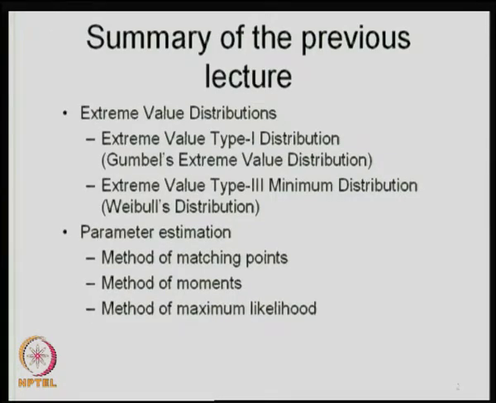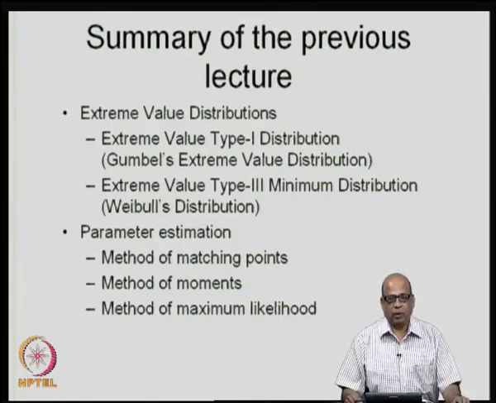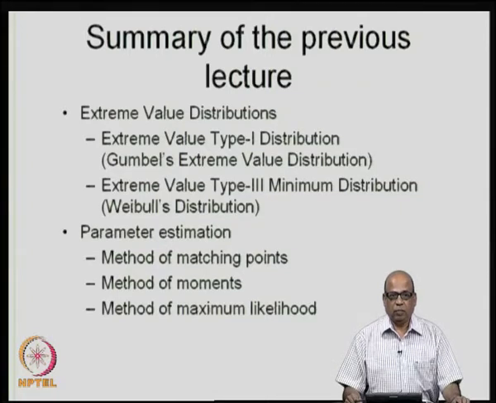If you recall, in the last lecture we discussed the extreme value distributions, specifically the extreme value type 1 distribution, which is also called the Gumbel's extreme value distribution. This is generally used for the maximum values. For example, we may be interested in the peak flows, maximum rainfall, etc.